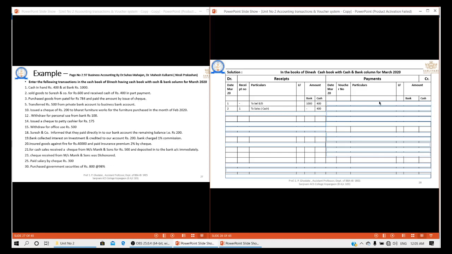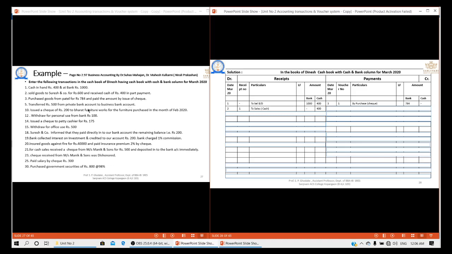So which means that it is going from the bank. So the payment is from bank. So for third, by purchase check, and in bank column we have written 784. Then on fifth, transferred rupees 500 from private bank account to business bank account.